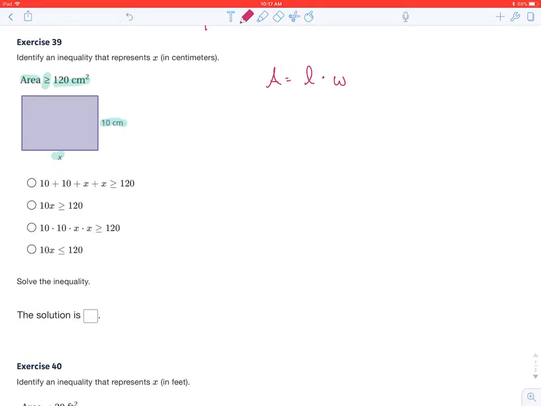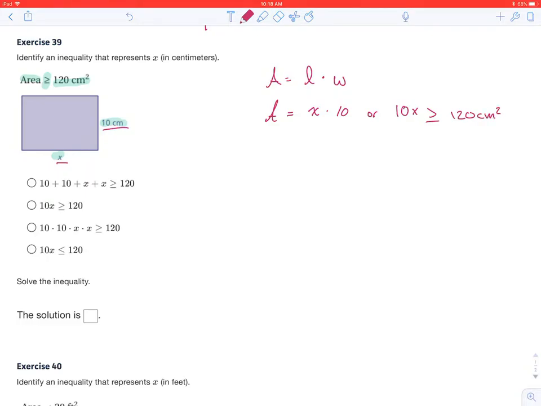And so that's how we're going to determine the area expression that's going to be on the left side of our inequality. The length of this rectangle is x, and the width is 10 centimeters. If you thought about it backwards, it's still the same concept and gives you the same answer. So our area is x times 10, or 10x, because 10x is a different way of saying 10 times x. And then we want that area to be greater than or equal to 120 centimeters squared.